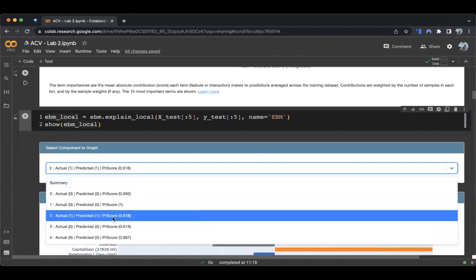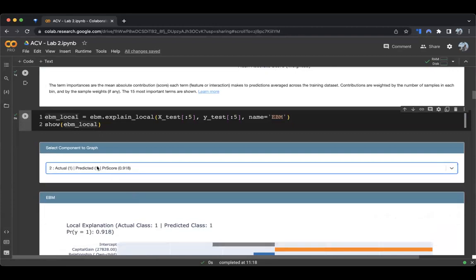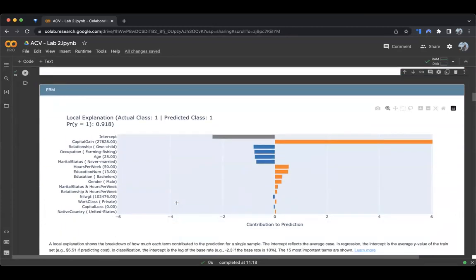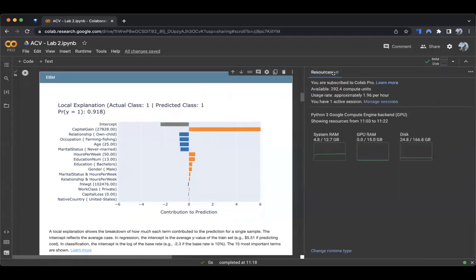Let's go to someone who is an actual positive and predicted positive. We can see in here the capital gain is ginormous, so probably this person makes a lot of money. Age is 25. Wow, he's a young person and he makes a lot of money. That's nice. He has never been married. He works 50 hours a week, so that's a good thing. Let's see the education background: bachelor's. So this is a bachelor's person and he makes a lot of money. See, that's good.